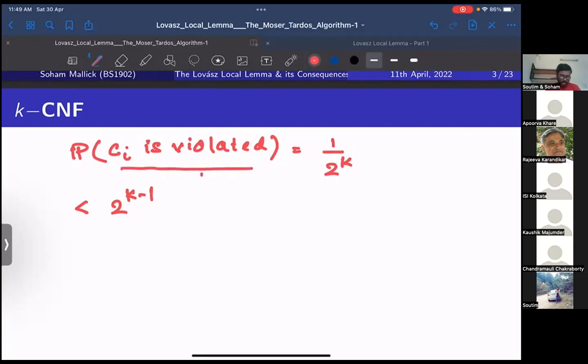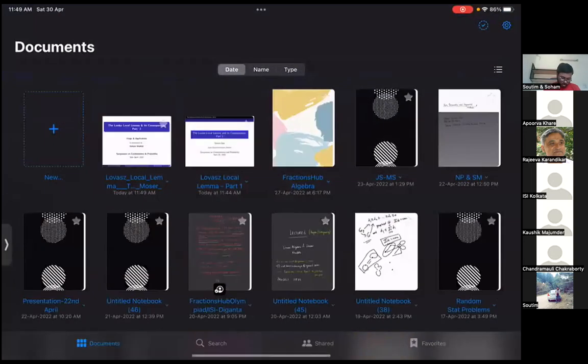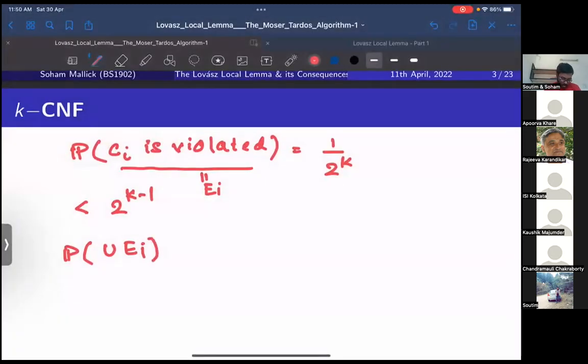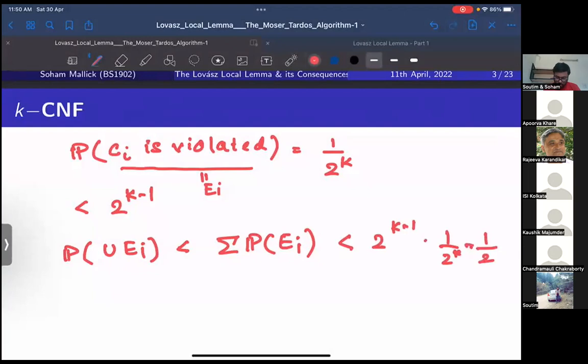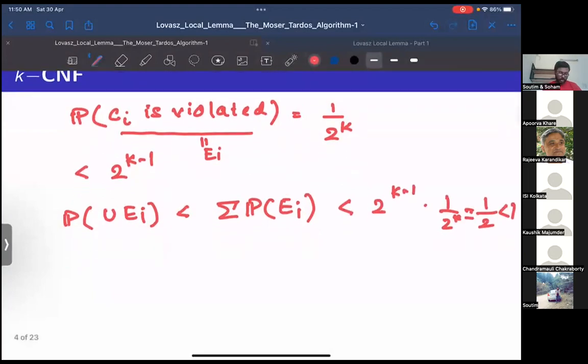Ci is violated. If I call this event my bad event Ei, the probability of Ei is 1 by 2 to the power k, and the probability of the union of Ei would be less than this sum, as Soutim has mentioned, the union bound. If I have less than 2 to the power k minus 1 clauses, this would be simply less than 2 to the power 1 minus k into 2 to the power k, which is half. This is less than 1. And so we can claim that there exists such an omega for which all the bad events are avoided.